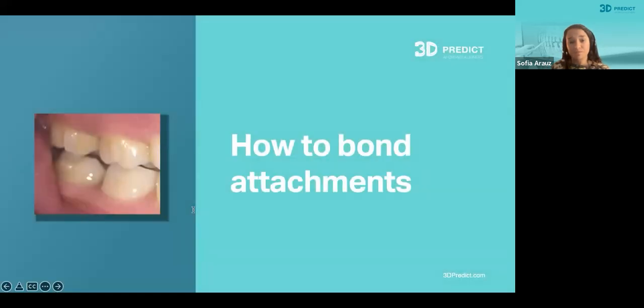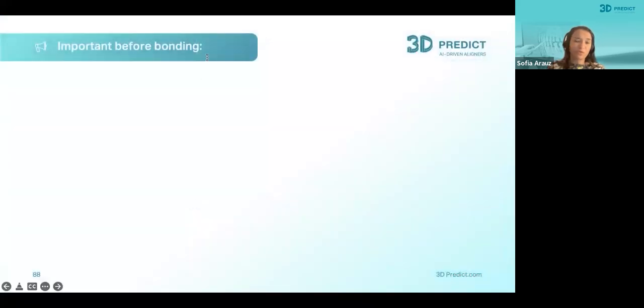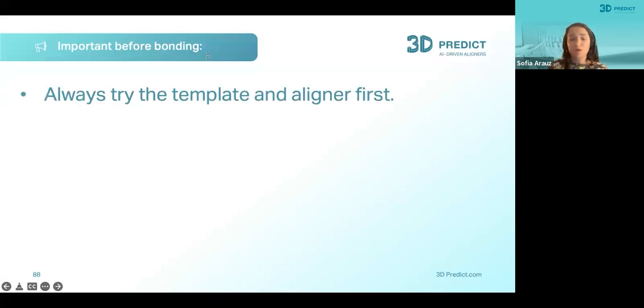That's all you need. So how do you bond those attachments? I'm just going to go through the bonding process because it's an issue we face with a lot of doctors. There are a lot of questions on it. Please always try the template and the aligner first. Why? Because if you bond the attachments and then try the template and the aligner, and they don't fit, then it becomes a question of, is it the template and the aligner, or is it the attachment? So make sure first that the template and the aligner fit, and then bond the attachment if they do fit.